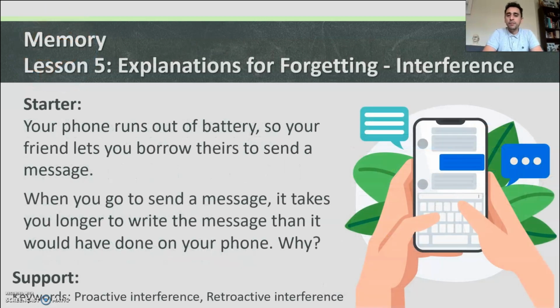Starter. Your phone runs out of battery, so your friend lets you borrow theirs to send a message. When you go to send a message, it takes you longer to write the message than it would have done on your phone. Why is that? If it's not the same phone, why did it take you longer to do it?